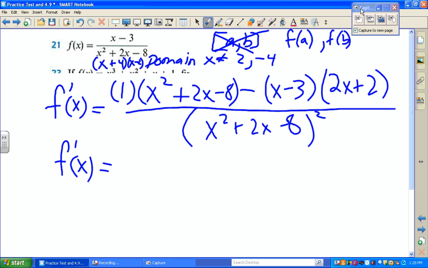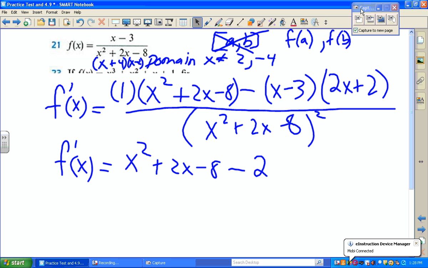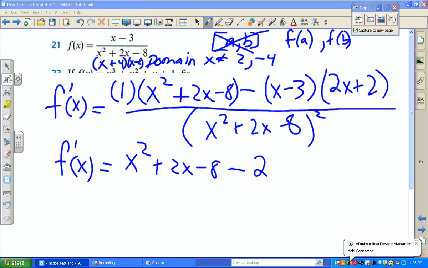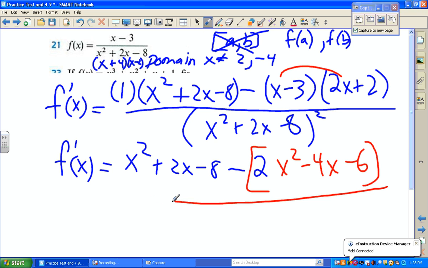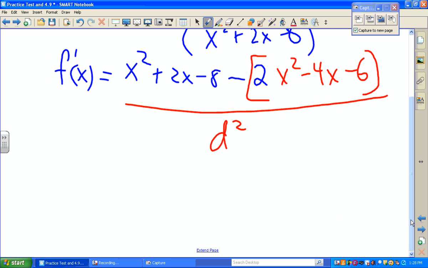Let me tidy things up just a little bit first. X squared plus 2x minus 8 minus 2. Uh-oh. Crashed? Yeah, it did. Interesting. That's okay. If not, I'll go old school. I'll just shift to red. Put that right there. 2x squared plus 2x minus 6 minus 4x minus 6 all over the denominator squared. I don't feel like rewriting it. That's not going to yield any solutions anyway. I've already used it for the domain.